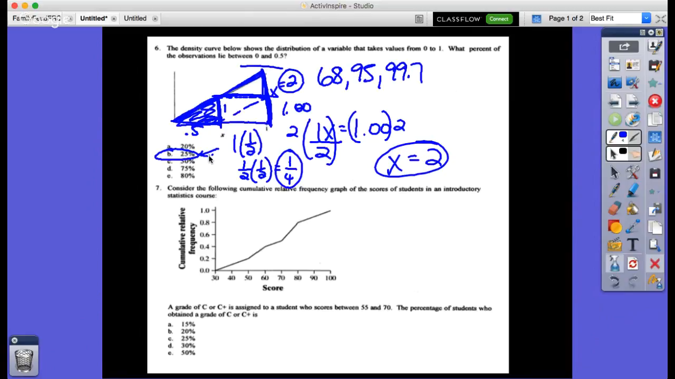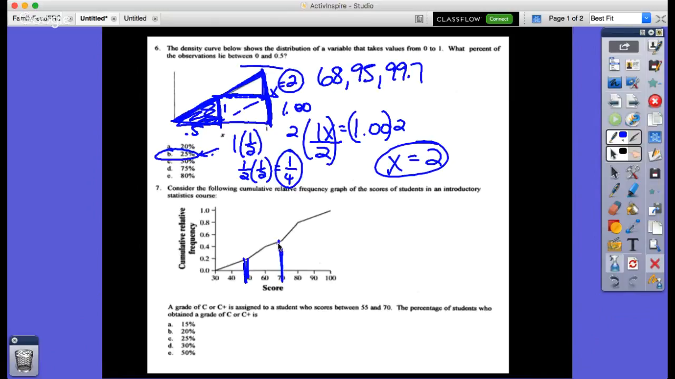Okay. Thoughts there? All right, sweetness. Let's go to number 7. I think there's one like this on number 7. A grade of C or C plus is assigned to a student who scores between 55 and 70. Okay. So here, between here and here, right? The percentage of students who obtained a grade of C or C plus is what?